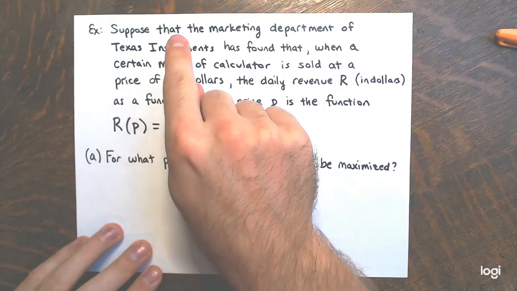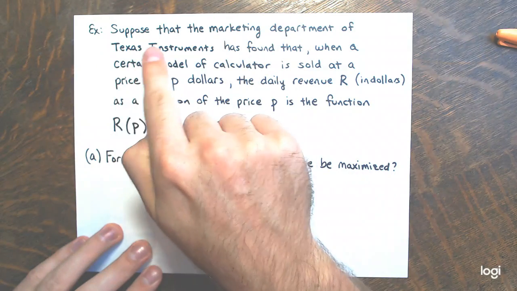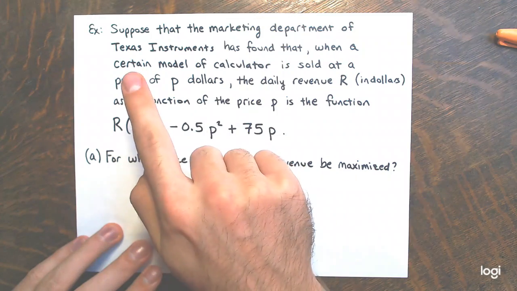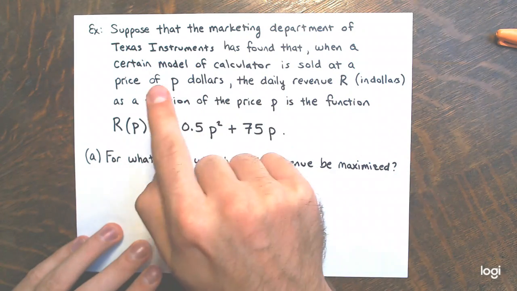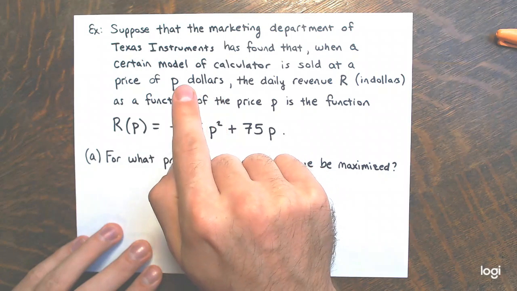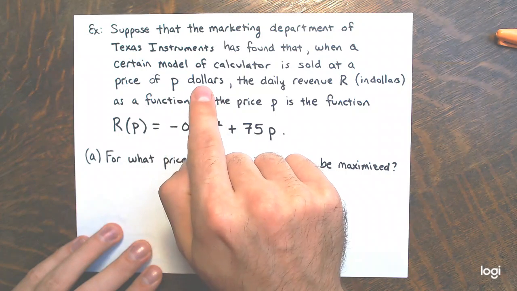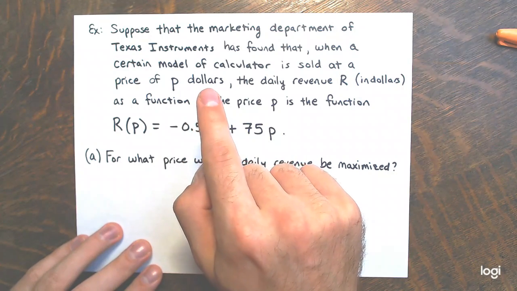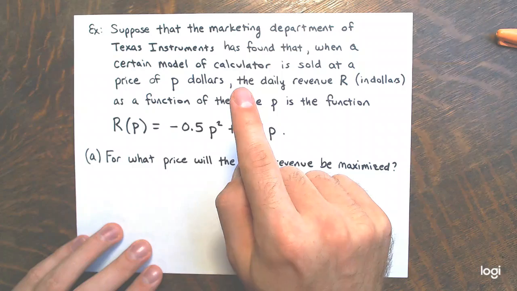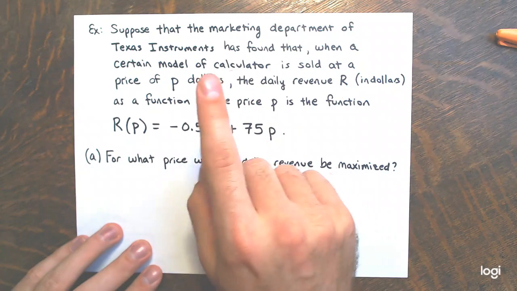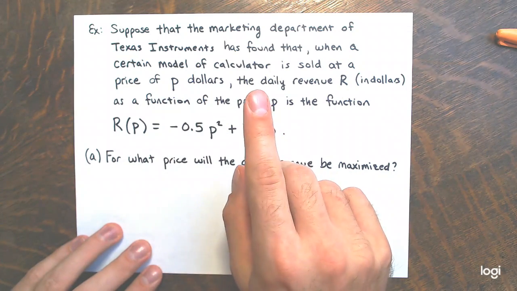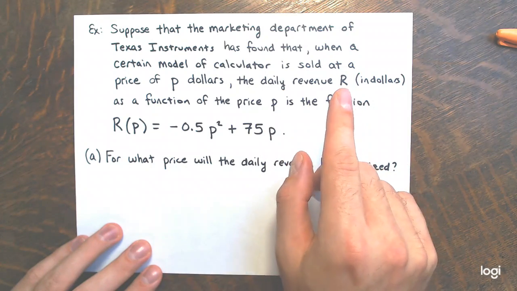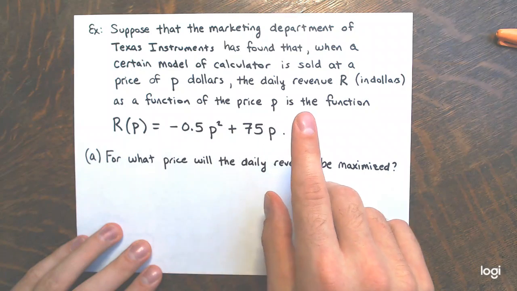So suppose that the marketing department of Texas Instruments, the company, has found that when a certain model of calculator is sold at a price of P dollars, so P is a variable here representing the amount of money that they're selling a calculator for, a certain model, let's say the TI-83 or TI-84, the daily revenue, R, also in dollars, as a function of the price P, is this function here.